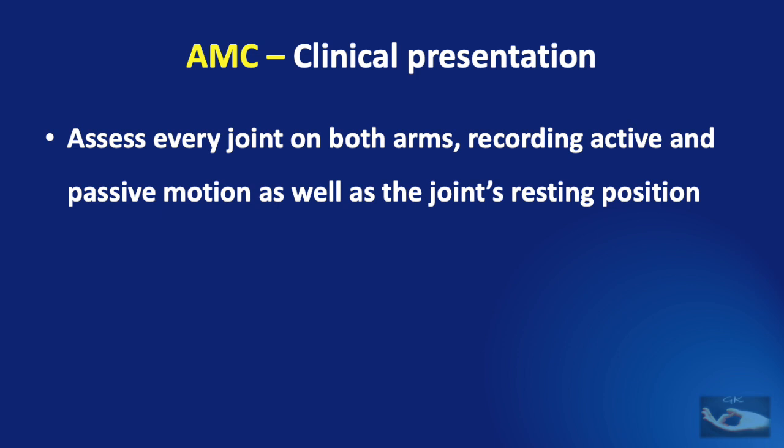When clinically examining a patient with arthrogryposis, we need to assess every joint on both arms, recording the active and passive movement as well as the joint's resting position. Every single joint on the upper limb has got a characteristic pattern of involvement, and we shall learn about the involvement of each joint in the upper limb.